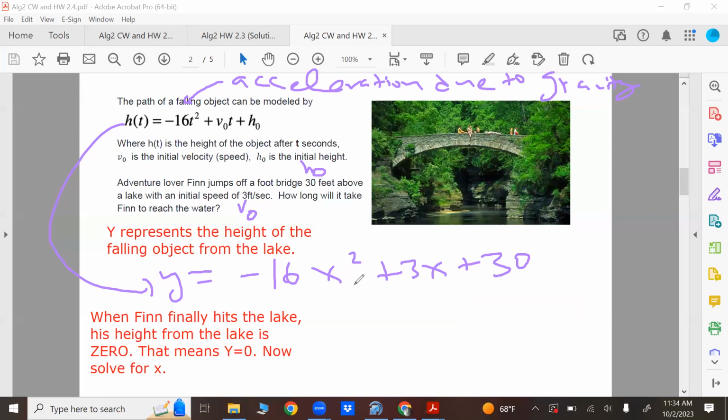You're going to set this equation equal to 0 because that's the height off the lake. And we're going to do some factoring. Or maybe we have to do something else. Maybe we can't factor. I don't know if this is factorable, guys. I don't think it is.